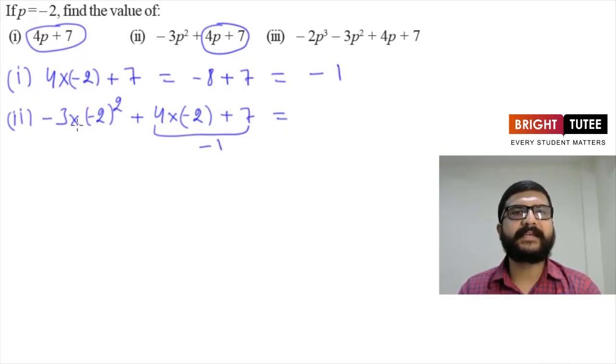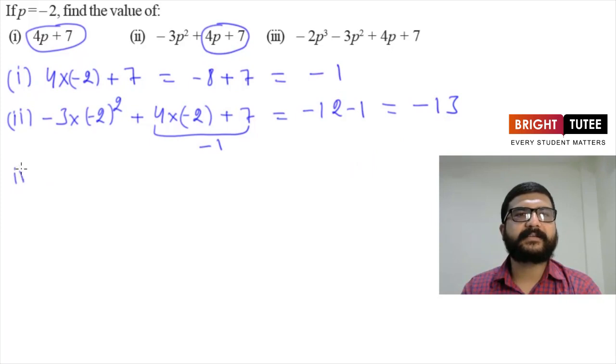So we will get minus 3 into minus 2 square. Minus 2 square means it is minus 2 into minus 2 and that is 4. Now 4 into minus 3, it is minus 12. So we will get minus 12 minus 1. This is nothing but minus 13.